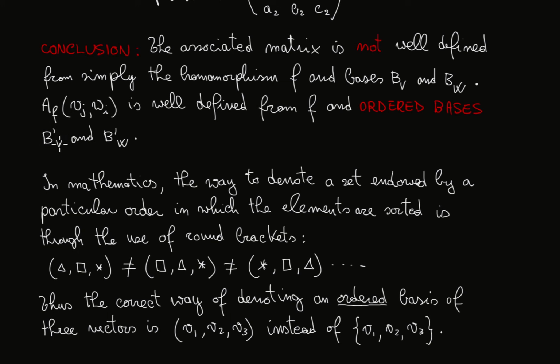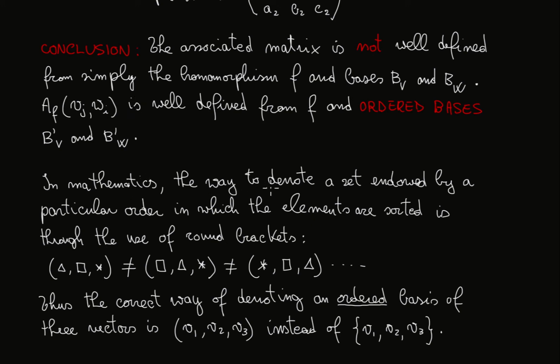Okay, so B'V is mathematically, if you want, a pair of a set and the ordering of a set. And two pairs are different if one of the two arguments is different. So either I change the elements of the set or I change the ordering on these elements of the set. So once I fix the ordering of the basis, then the associated matrix is well defined.